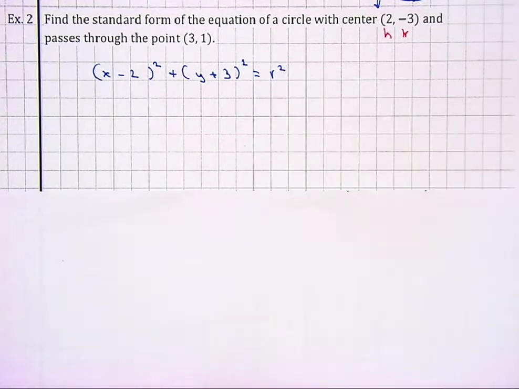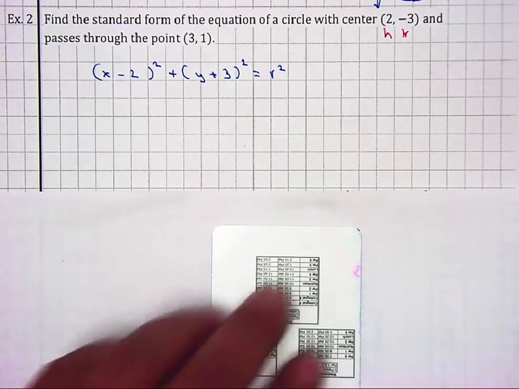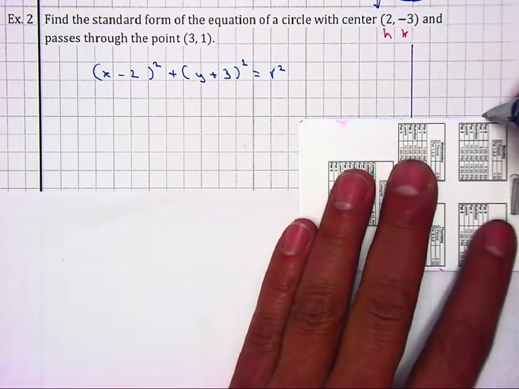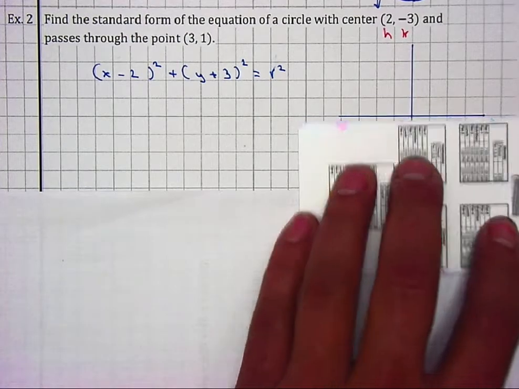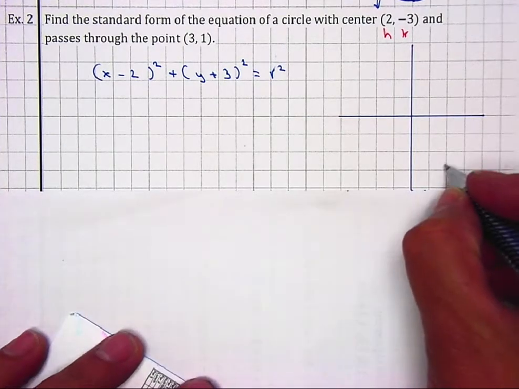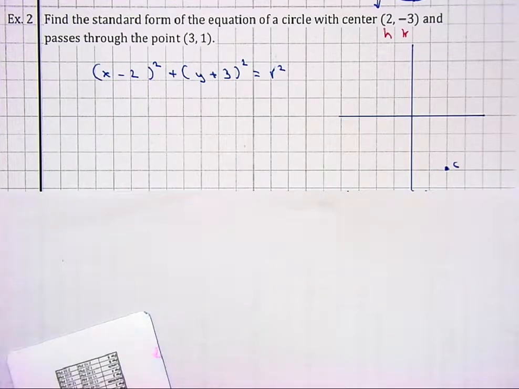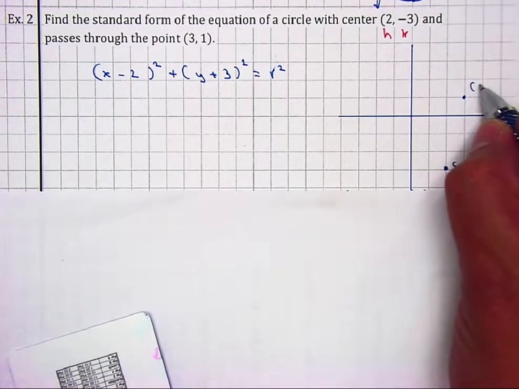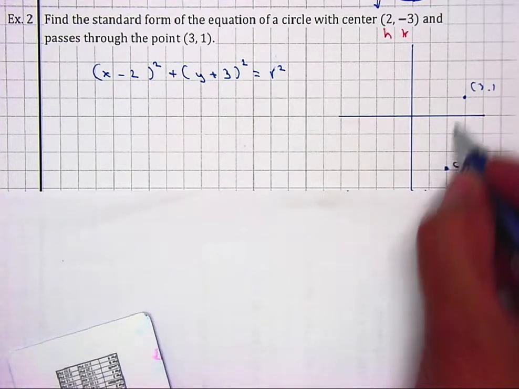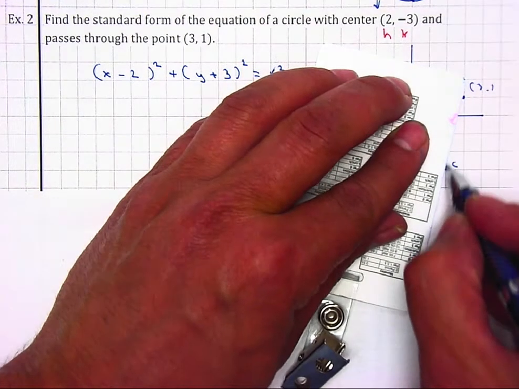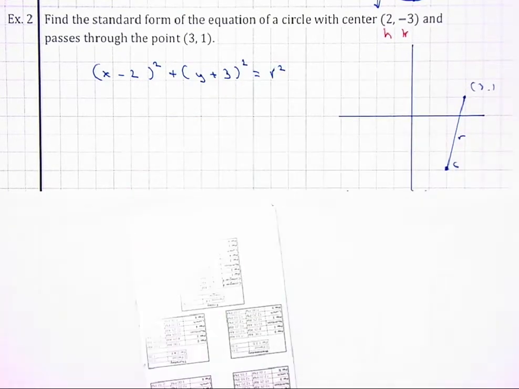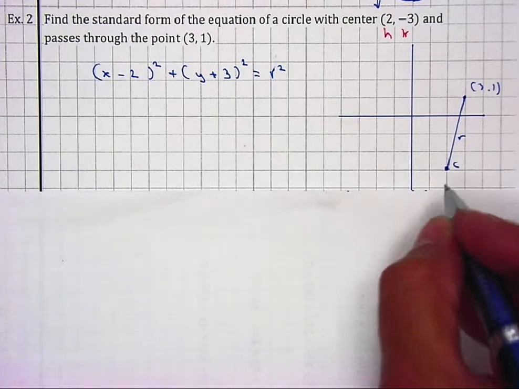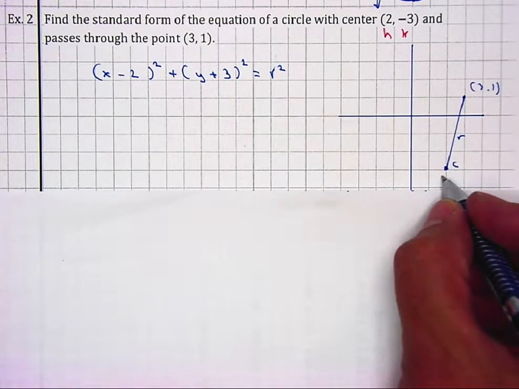And they don't give me a radius. Now, if I make a quick sketch of the information that's given to me, my center is at 2, negative 3, and I know that it passes through the point 3, 1. So this is my radius.